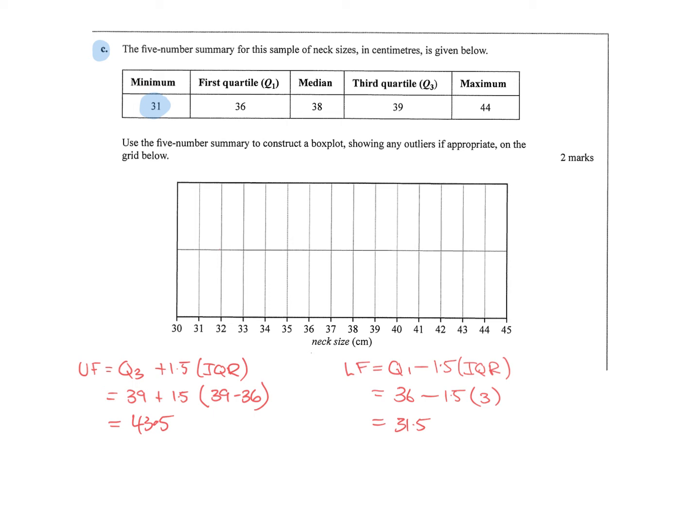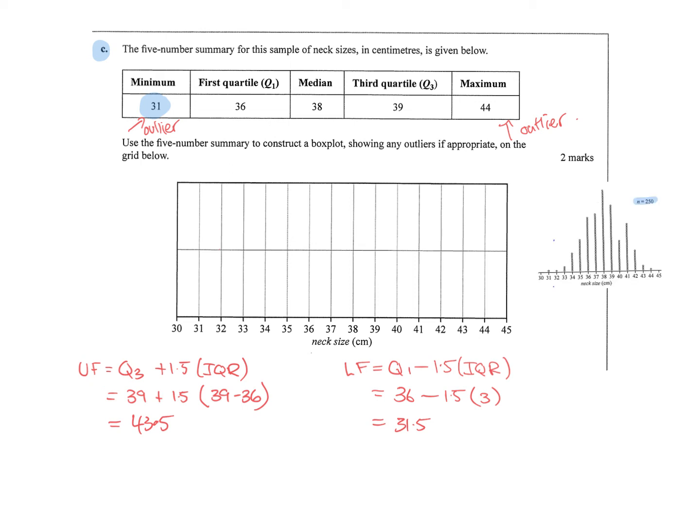So 31 is going to be an outlier, and so is 44 because it's larger. This is going to be an outlier. But what we need to do is go and check that dot plot and make sure there's not any other dots or data values lower than that.